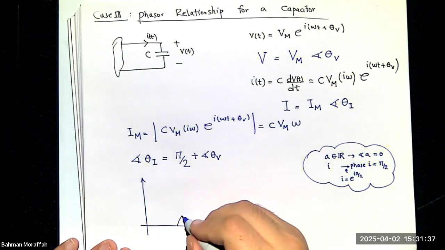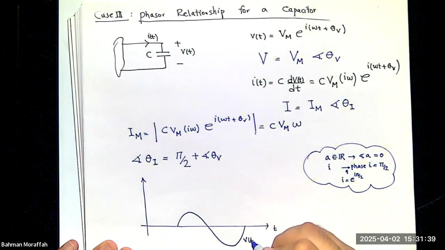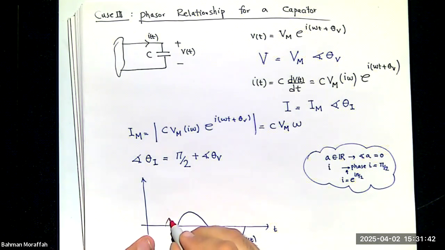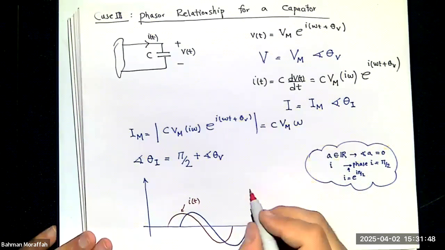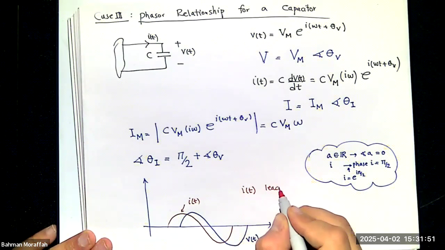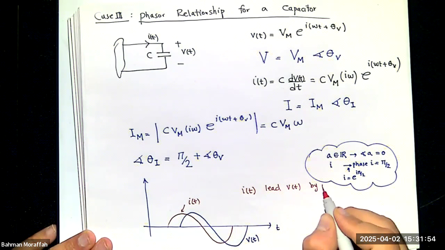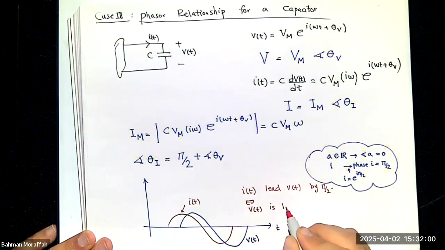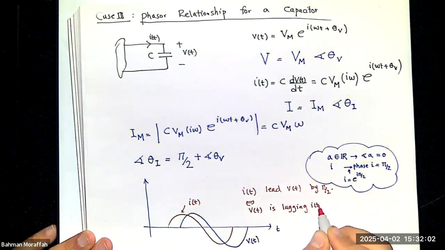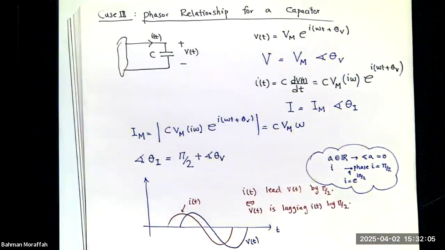Right? So let me quickly draw this. So if this is my v of t, this time i of t is leading. So i of t leads v of t by pi over 2. Equivalently, v of t is lagging i of t by pi over 2. Did you say that v of t leads i of t, or does that just mean lagging, right? Yeah.